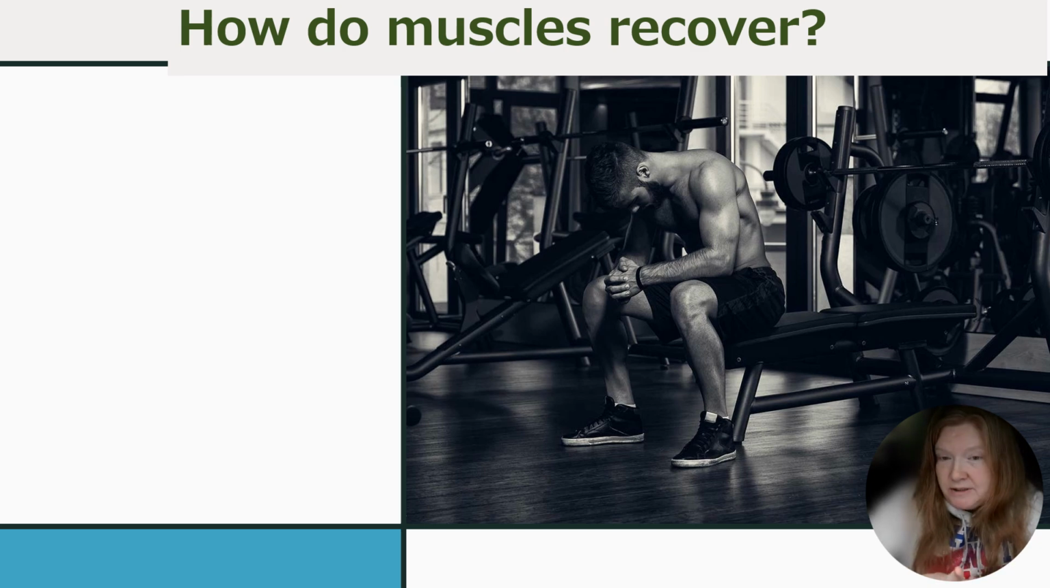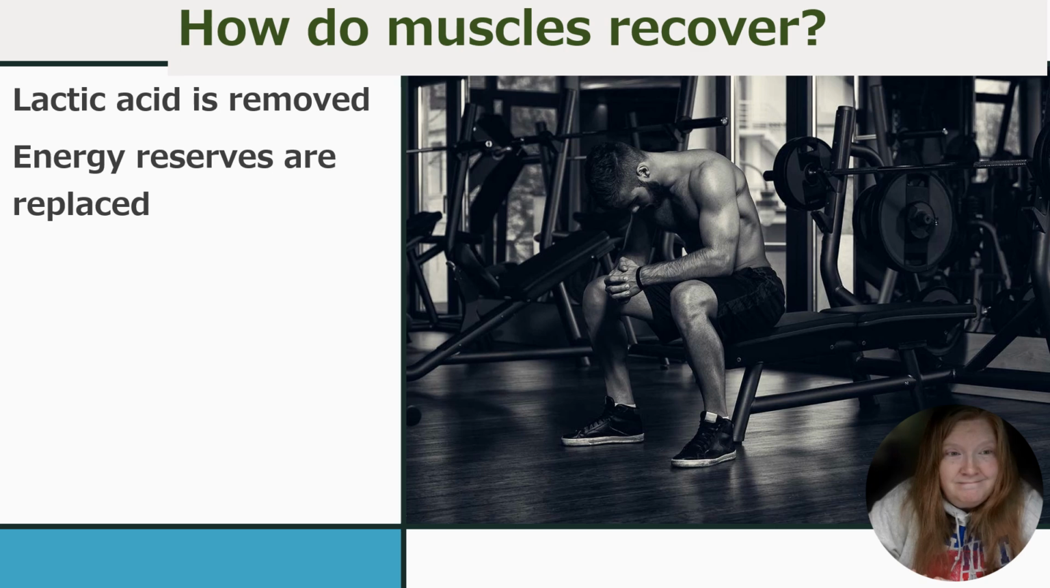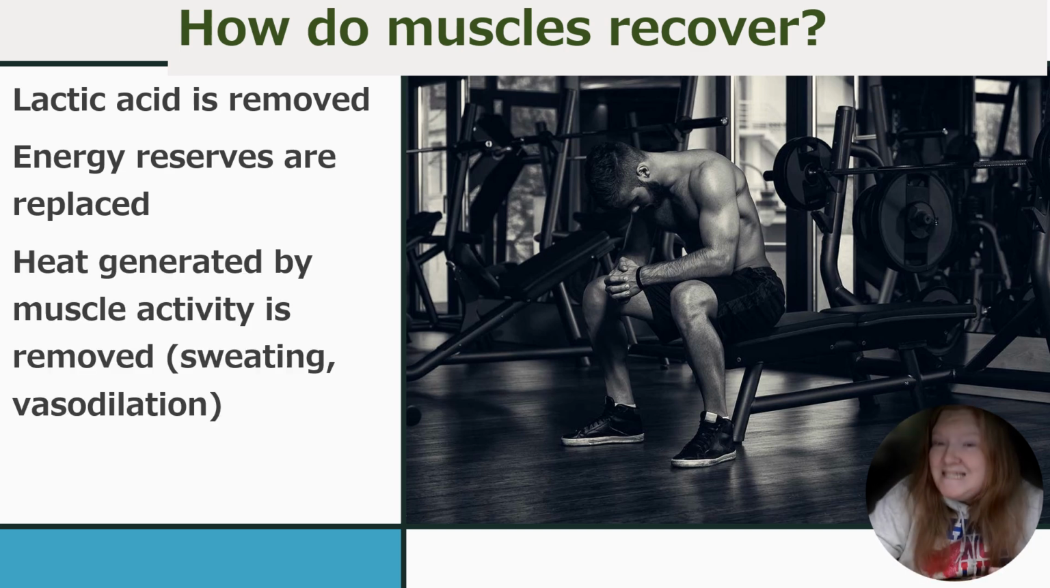So how do muscles recover? Well, we have to remove the lactic acid and we have to replace the energy reserves. Remember, we get fatigue because either we build up lactic acid or we use up the energy reserves. So in order for the muscles to recover, we have to remove the lactic acid and restore the energy reserves. In addition, muscle contraction builds up heat, right? It produces heat, so the heat generated has to be removed. And that is done through thermoregulation processes like vasodilation and sweating.